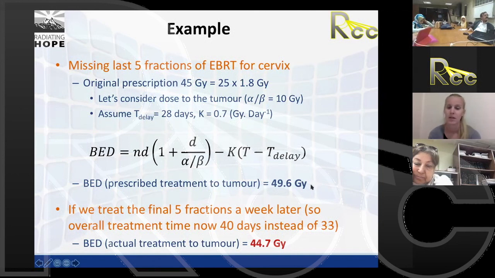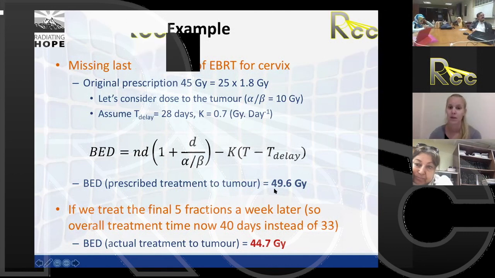Okay, so the original biological effective dose, so the original prescribed treatment to the tumour, was 49.6 gray, so 1.8 gray per fraction, taking into account our alpha beta ratio, 49.6. Okay, so if we treat those final 5 fractions the week later, so the patient's missed Monday to Friday, they come back the following Monday and have those final 5 fractions. So the overall treatment time is now 44 days instead of 33. So we've extended our overall treatment time by 7 days.